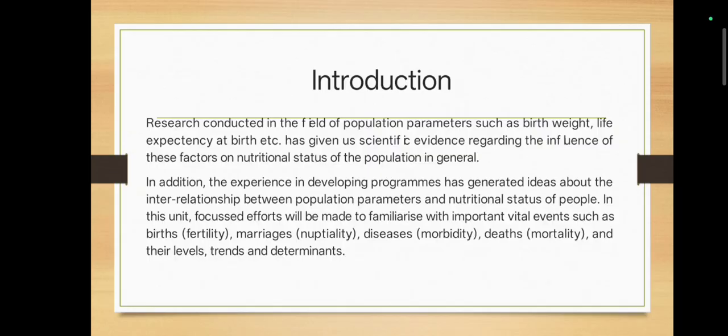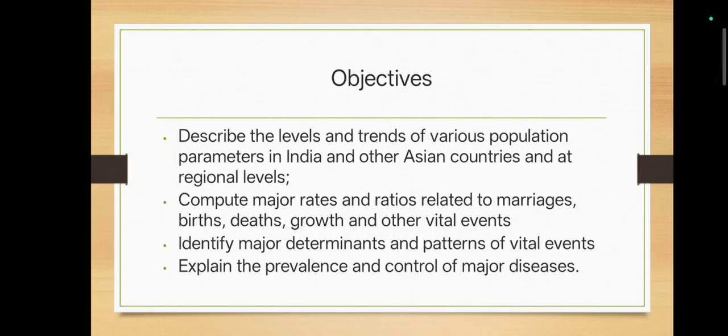Population parameters such as birth weight, life expectancy, and infant mortality are more than figures on paper. They directly influence nutritional status and overall well-being. For example, lower birth weight is linked to higher infant mortality and poor health outcomes, while life expectancy reflects the quality of healthcare and living conditions. In this unit, we will focus on vital events like births, marriages, diseases, and deaths, and study their levels, trends, and determinants. Next is objectives.